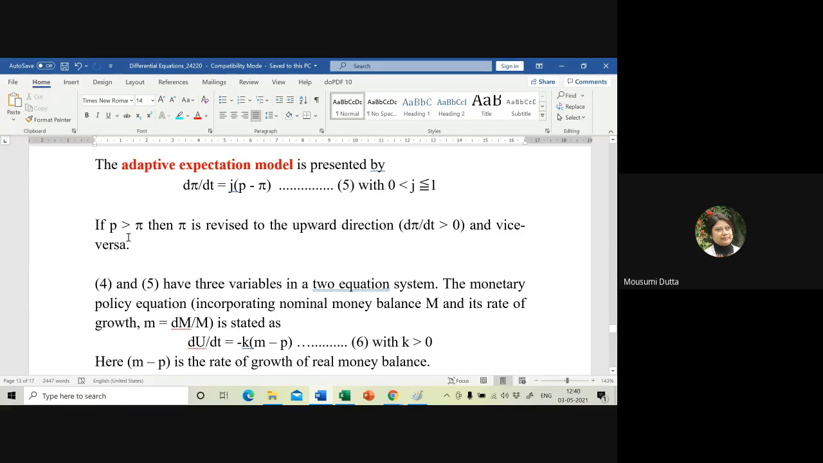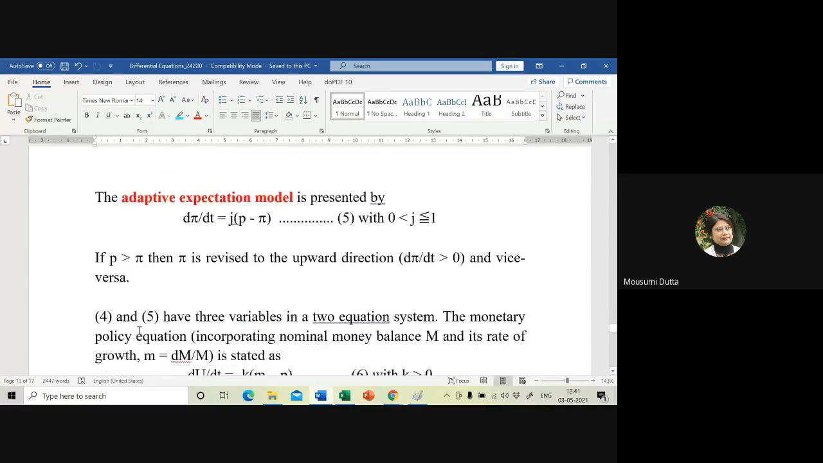So if p, the inflation we are realizing at time period t, is greater than the expected rate of inflation, in that case pi is revised in the upward direction. So d pi by dt is greater than 0, and vice versa. The same logic was already there, with j lying between 0 and 1. However, as I mentioned, it has been presented in terms of continuous time.